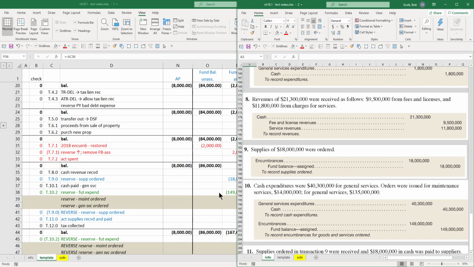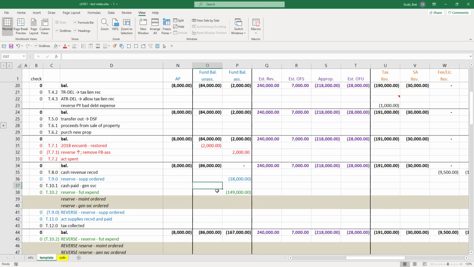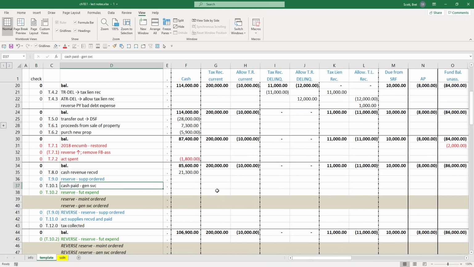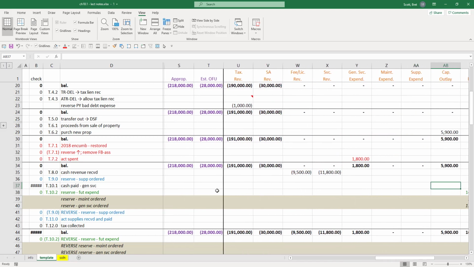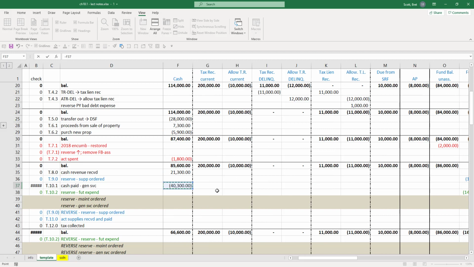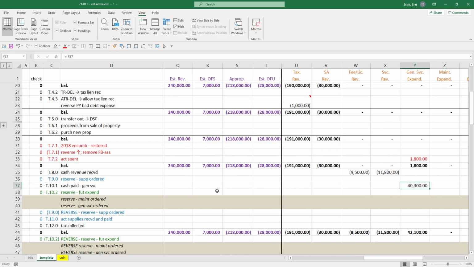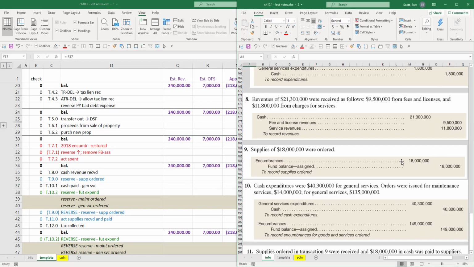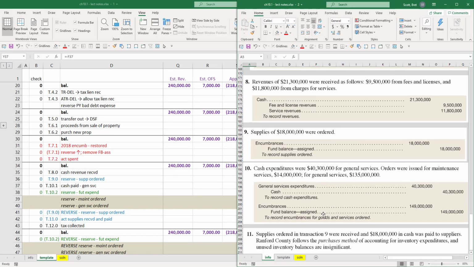Then let's talk about the actual services we spent for general services. Cash, 40.3 million. So, cash paid for general services, 43 million, 40.3 million. There's my credit. Where's my debit? It's over in the expenditures column. General services expenditure. There it is, 40.3 million general service expenditures. So that gets us through transaction number 10 here.